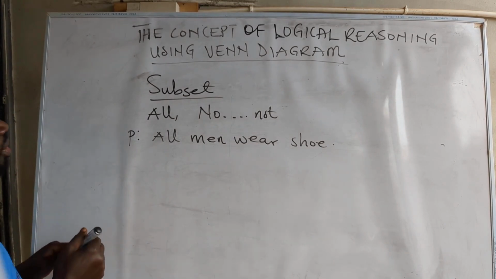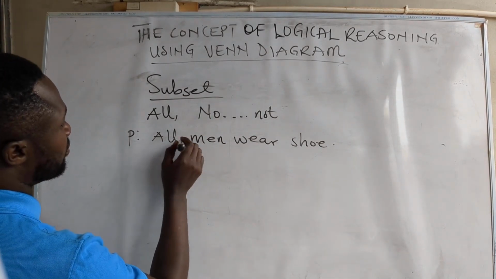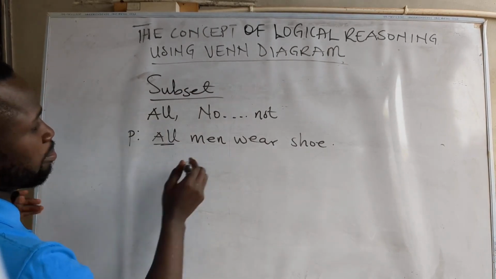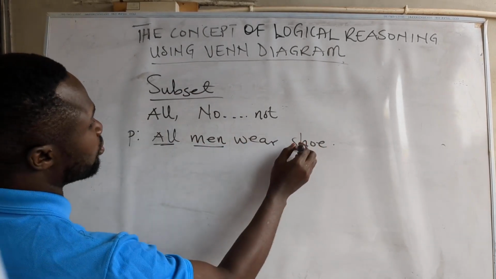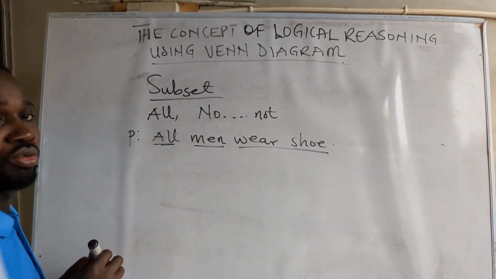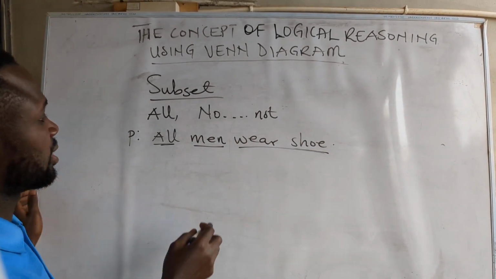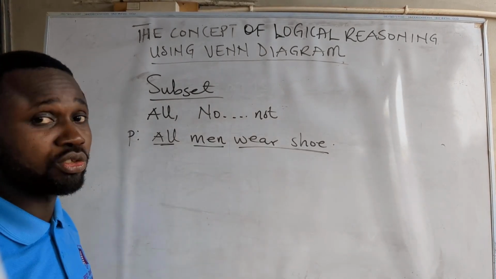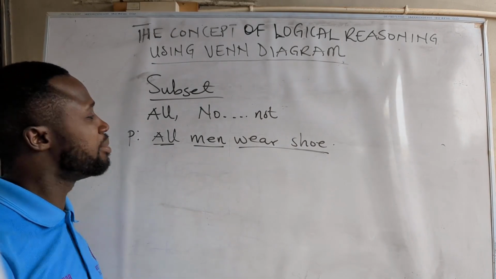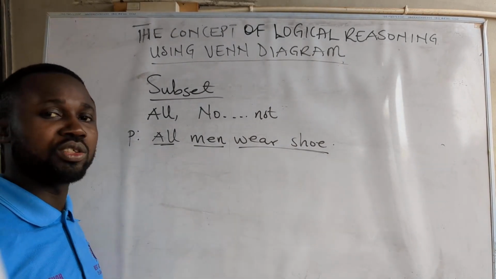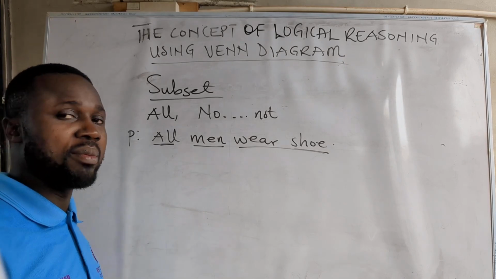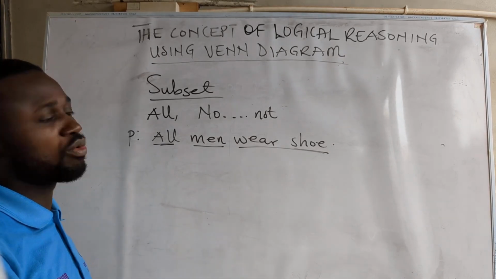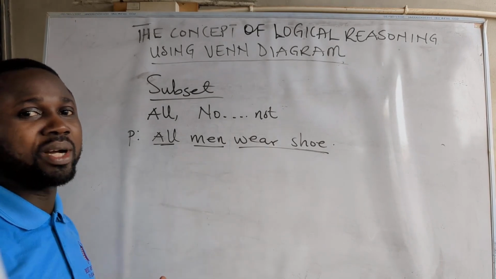All is the keyword. That means subset. It means that all men wear shoe. Every man you see wears shoe. That does not necessarily mean that all those who wear shoe are men. There may be some women who also wear shoe. But every man we see wears shoe.